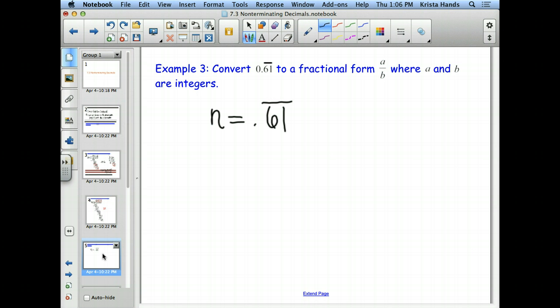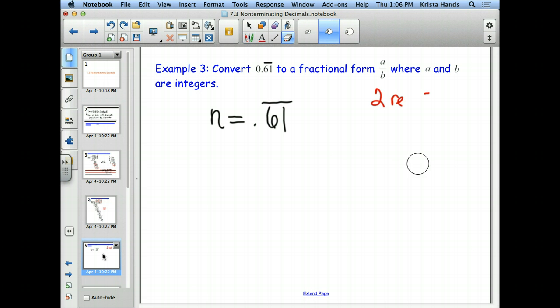Okay. And what you're going to do is multiply both sides of the equation that you now have by a power of 10. So you're going to multiply it by 10 or 100 or 1,000 or 10,000 or something like that. The question you should be asking yourself right now is, well, which one do I multiply it by? Well, it depends on how many decimals are repeating. This one has 2 repeating decimals, right?